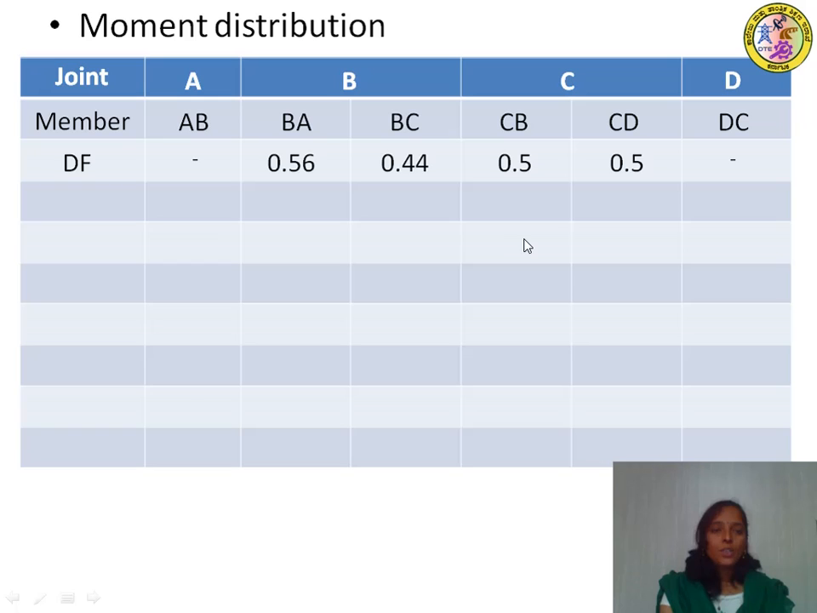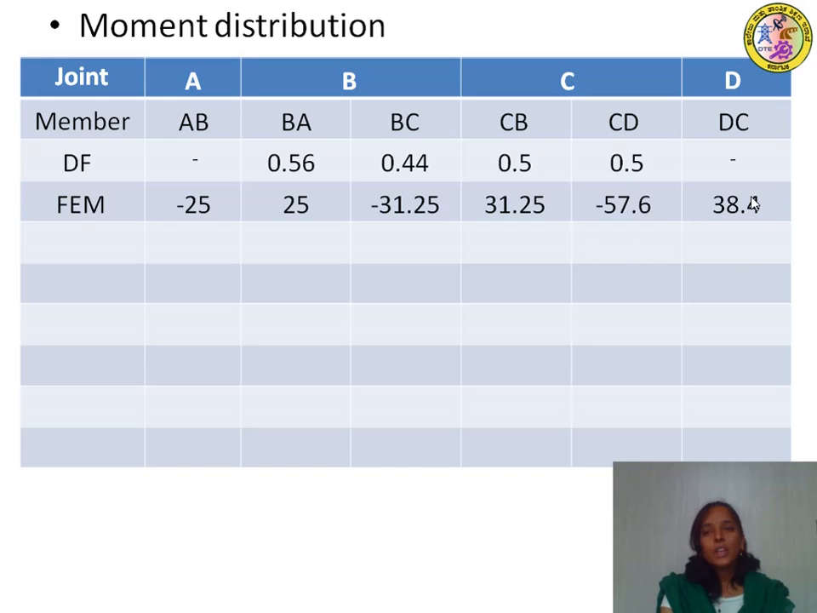Next, in the next row we have to write the fixed end moments. We have calculated them in the first step. Those values are to be entered in each box. So under AB the fixed end moment is minus 25, for BA it is plus 25, for BC it is minus 31.25, for CB it is plus 31.25, for CD minus 57.6, and for DC it is plus 38.4.